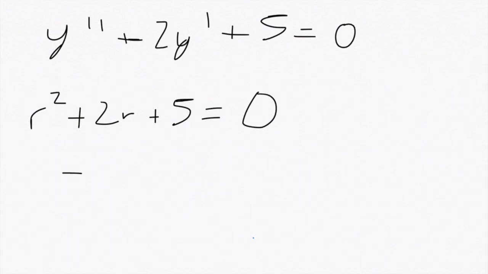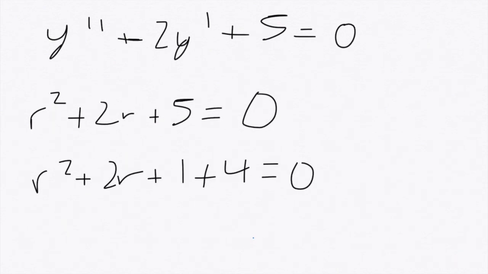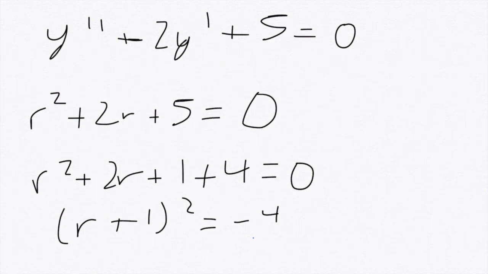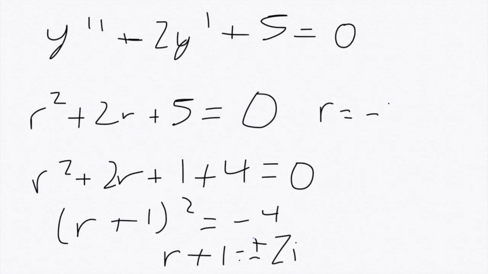Let's actually show you how it's done. r squared plus 2r plus 1 plus 4 equals 0. r plus 1 squared equals negative 4. r plus 1 equals plus or minus the square root of negative 4, which we can rewrite as the square root of 4 times the square root of negative 1, which is just 2i. So we got plus or minus 2i. Then we just subtract the 1 over to get r equals negative 1 plus or minus 2i.